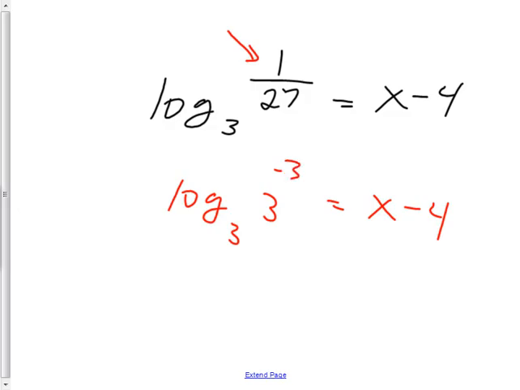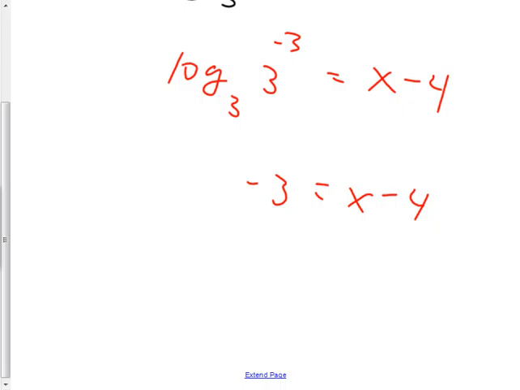Let me check that now. 3 to the third is 27. The negative makes it flip. There we go. So it's negative 3 equals x minus 4. And then what do you do to both sides? Add 4. And then I get an answer of x equals 1.